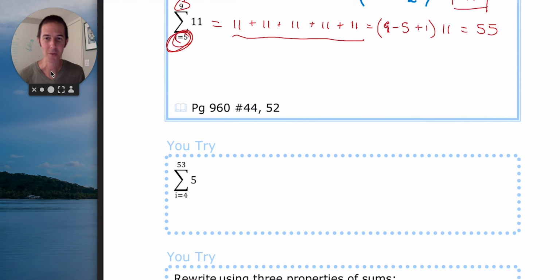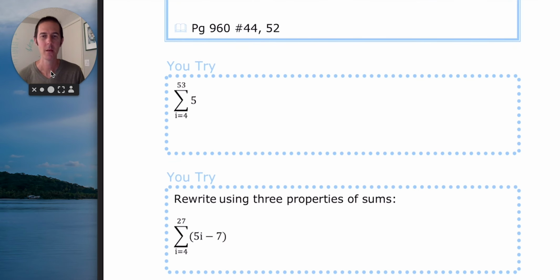Let's try the next one. I'm going to give you 5 seconds, or if you want to pause it during those 5 seconds, you can, and maybe you even want to try this entire problem on your own. How many terms are there? In other words, how many 5s are we going to be adding together?